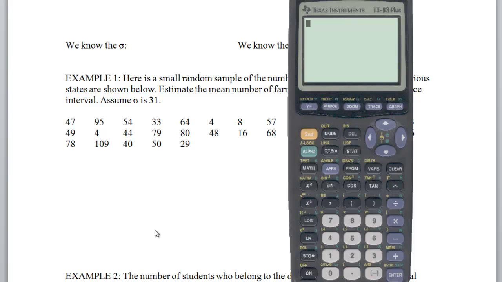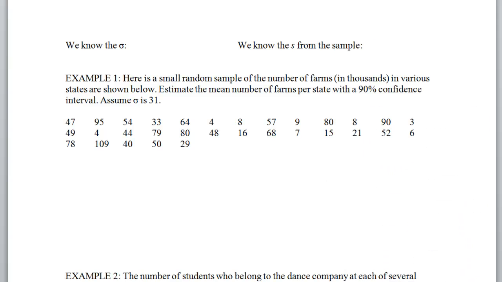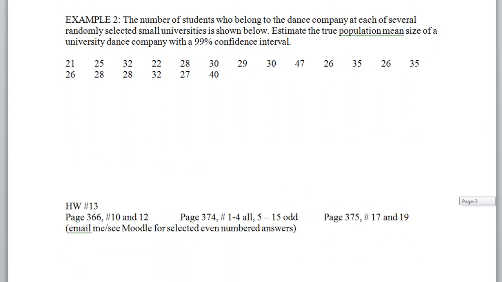Let's go to the last part here. And again, I'm going to move this down and do the last problem with you. Hold on. Okay. There's a small number of students who belong to dance companies at each of several randomly selected universities. Estimate the population average size of a university dance company with a 99% confidence interval.